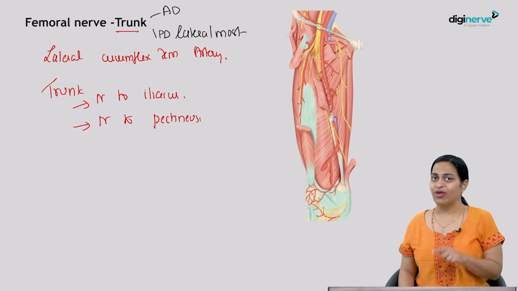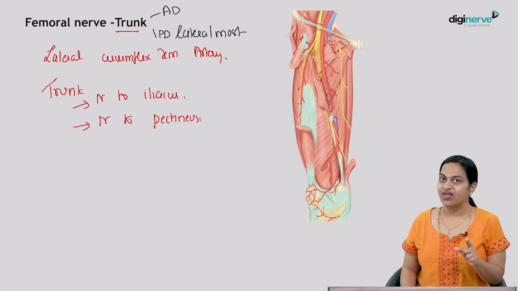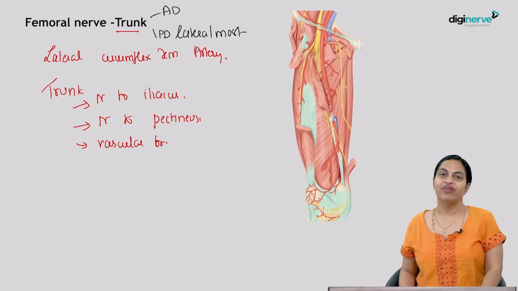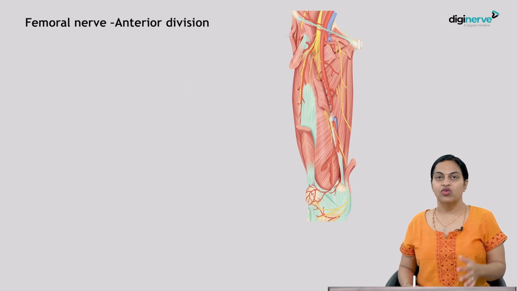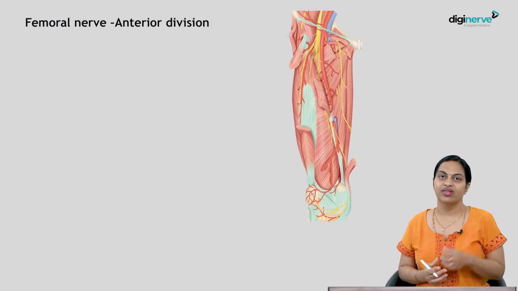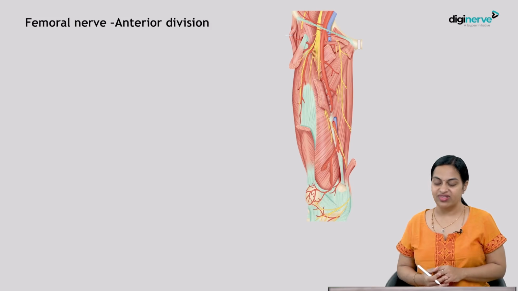So it is innervated by the femoral nerve as well as the obturator nerve, and then vascular branches to the femoral artery. Okay, so these are the branches coming from the trunk of the femoral nerve. In your practical examination for spotter, the trunk of the femoral nerve alone can be tied, and they can ask you branches from the trunk, isn't it?